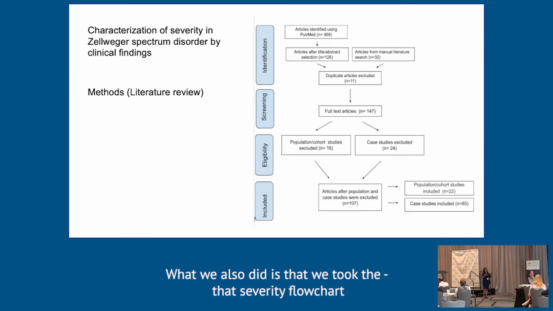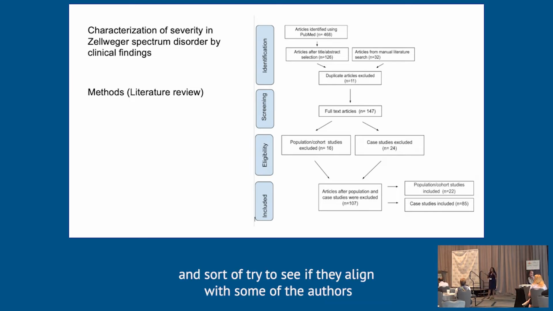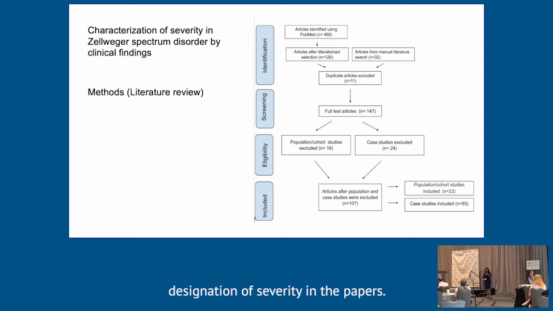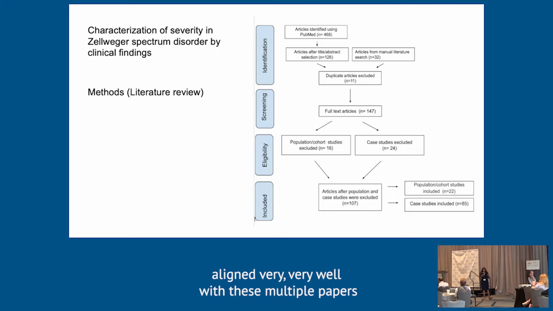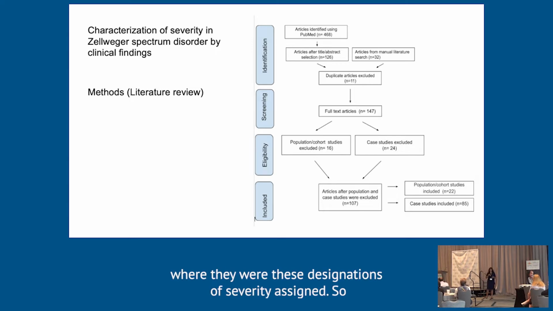What we also did is that we took that severity flowchart and tried to see if it aligned with some of the authors' designations of severities in the papers, and we actually found that in most of the papers, that flowchart criteria aligned very, very well with these multiple papers where there were designations of severity assigned.